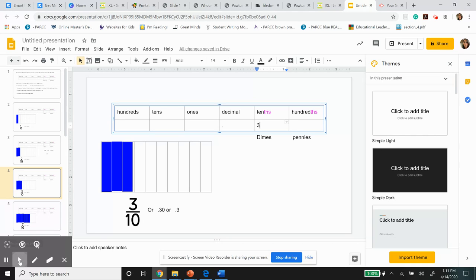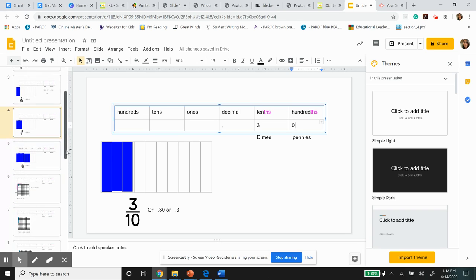See if I get my little arrow. 3/10, or if I have the 0 here, right? 30 hundredths, which is equivalent. All right, let's look here.